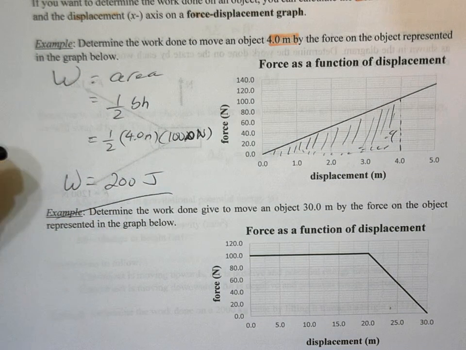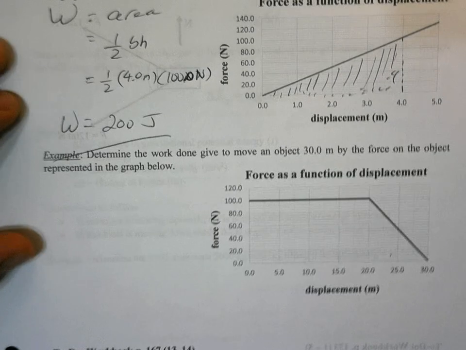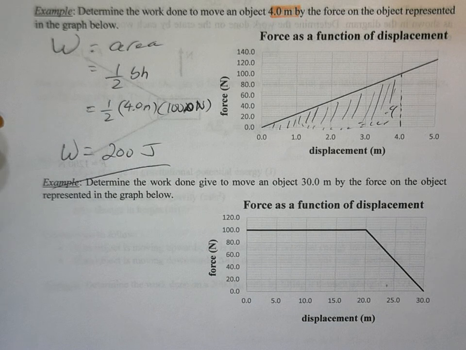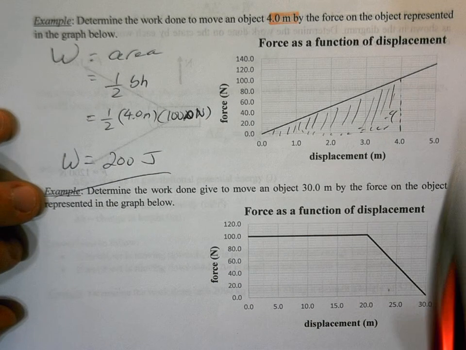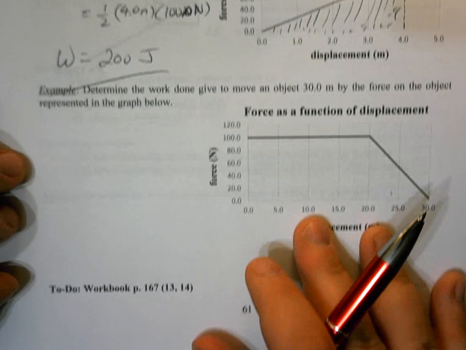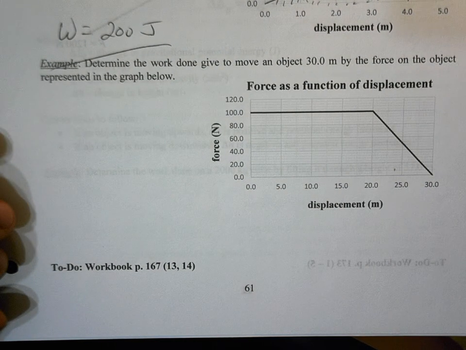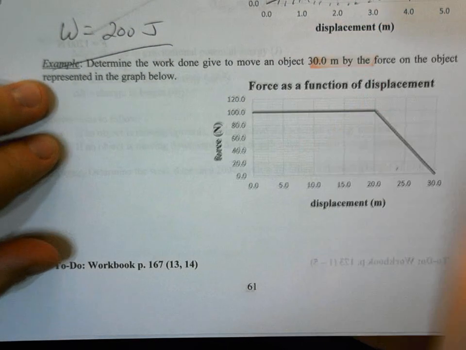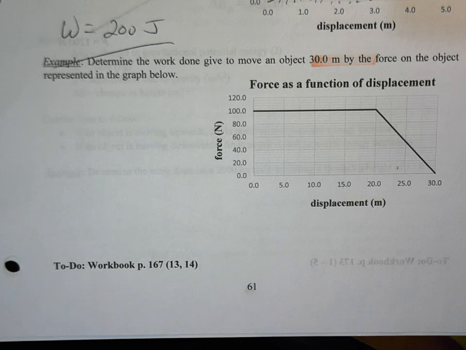For the moment, don't worry too much about significant digits. On an exam or something, I would tell you to give your answer to so many significant digits. So in this case, with the force changing, the work done on this object is about 200 joules. And like I said, we try to keep the shape simple. A triangle is very simple. The only thing we might do to complicate it a little more is give you something that looks like this. We'd like to determine the work done to move an object 30 meters by the force on the object represented in the graph below.